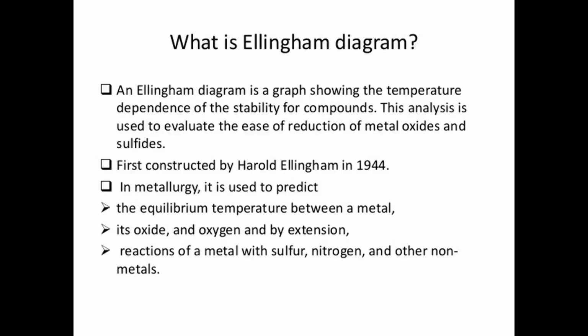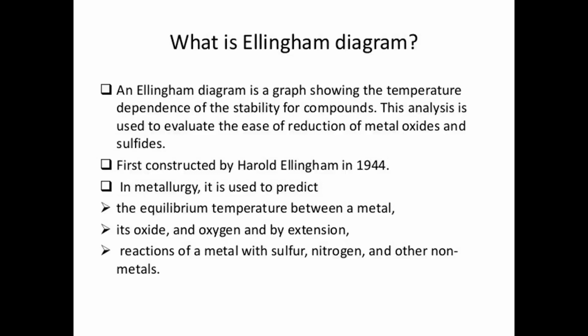On the x-axis is the temperature: 0, 200 degrees Celsius, 400, 600, 800, 1000, 1200, 1400, 1600, like that. The temperature is denoted in degrees Celsius. What is on the y-axis? The standard free energy change, that is the Gibbs free energy change, del G naught equal to minus RT ln Kp, in kJ per mole. That is taken on the y-axis.